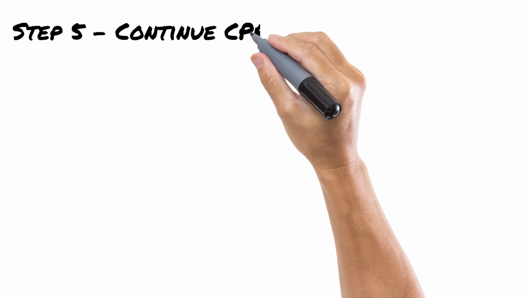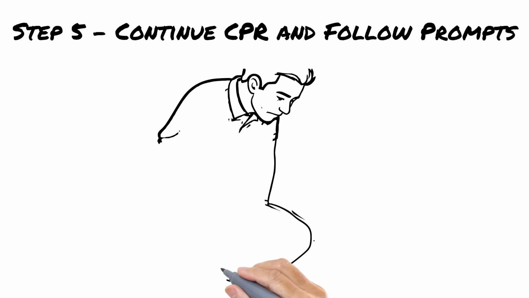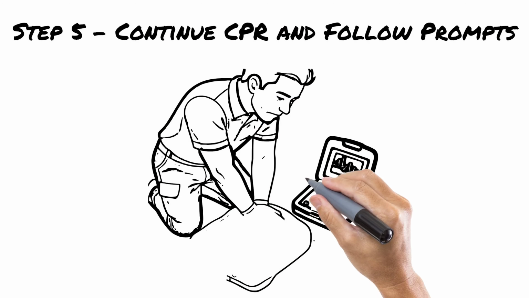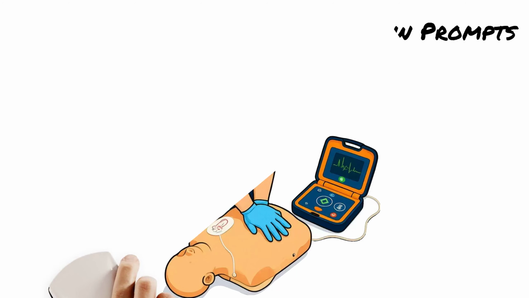Step 5. Continue CPR and follow the AED prompts. Begin chest compressions right after the shock or when instructed. Keep your hands centered on the chest. Push hard and fast, about 100 to 120 per minute. The AED will reanalyze every 2 minutes. Stay calm, follow its cues, and don't stop until help arrives.